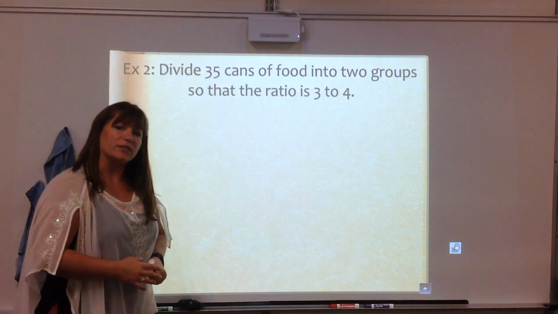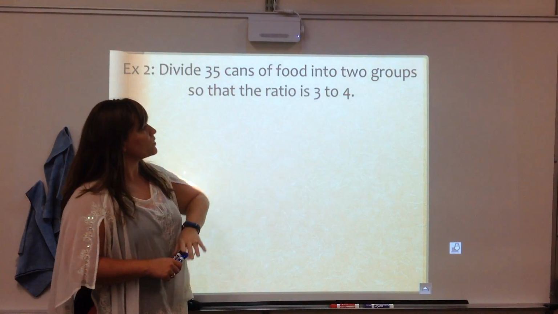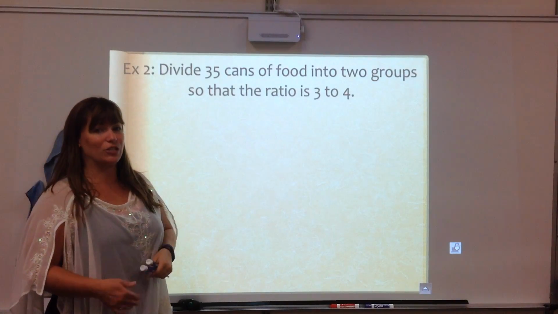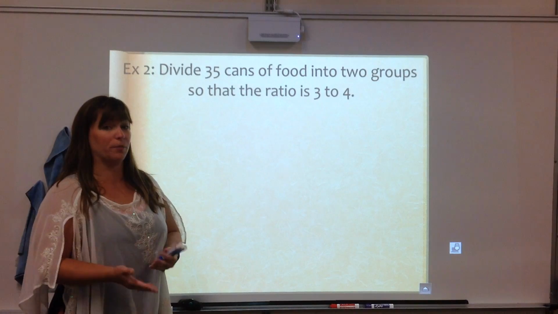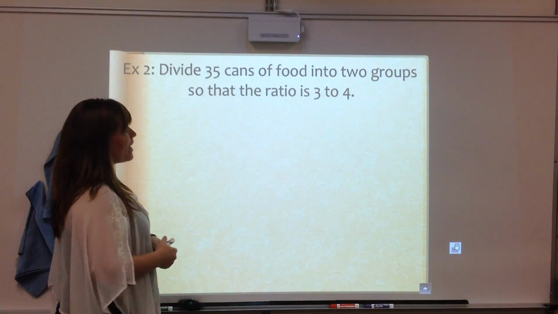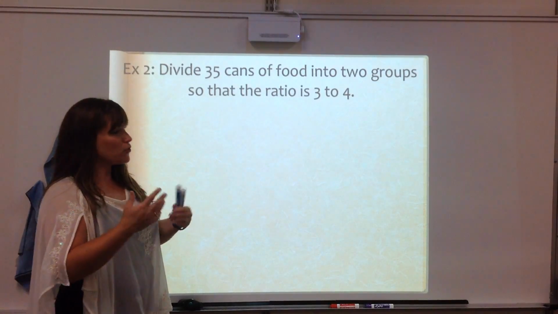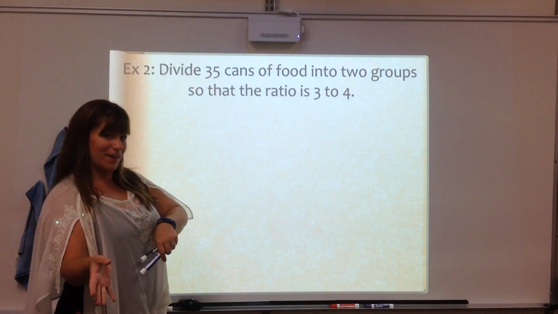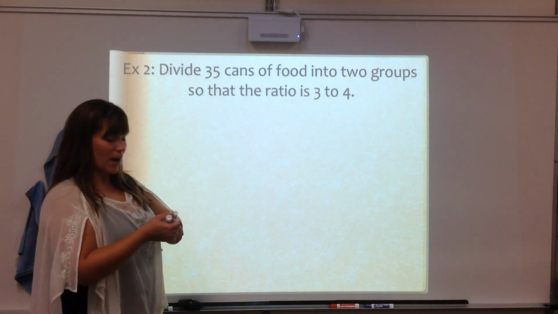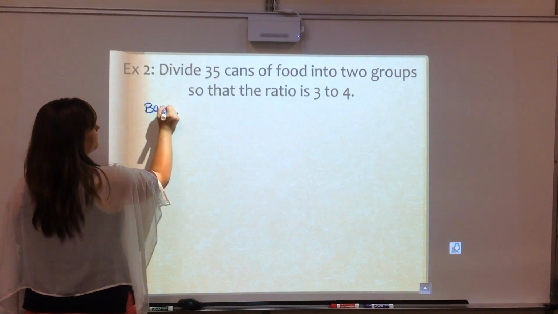Example 2 is a little bit different. I'm going to walk you through this one. Divide 35 cans of food into 2 groups so that the ratio is 3 to 4. So this is asking us to do something different. We have a total of 35 cans, but we need to split them up so that the ratio of one group is 3 and in the other group is 4. So I could do this by showing a bar diagram.